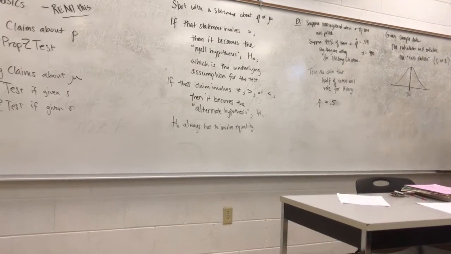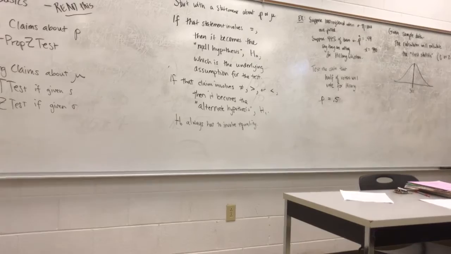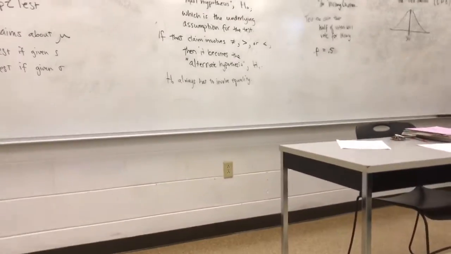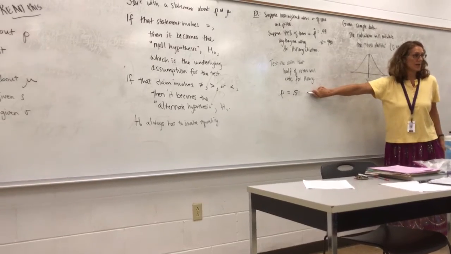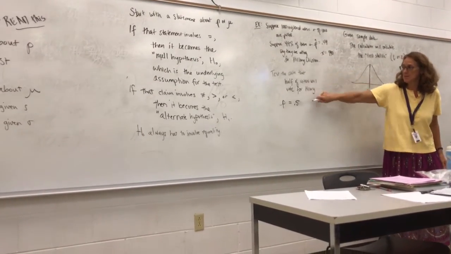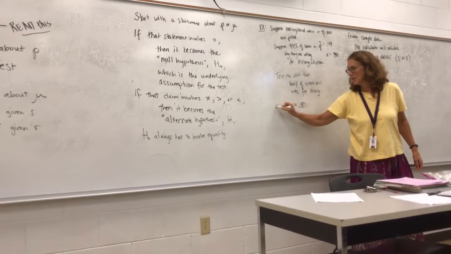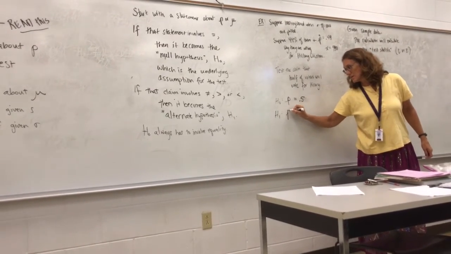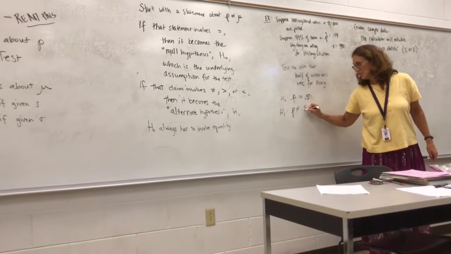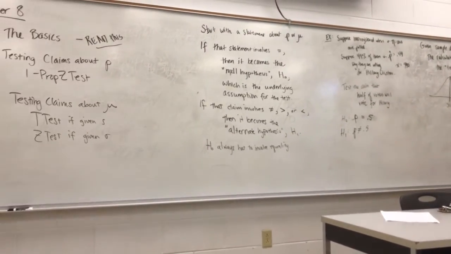500 out of 1,000 is what we're assuming would be the number of people who would vote for Clinton if this is true, because we're assuming the null hypothesis, H sub 0 right here, is true. H1 in this case is just going to be that it's not equal. They're opposites in some sense.